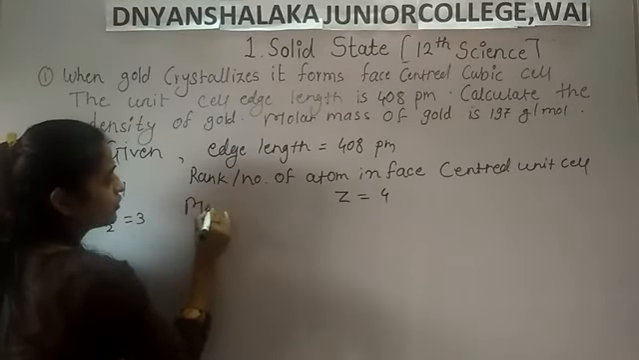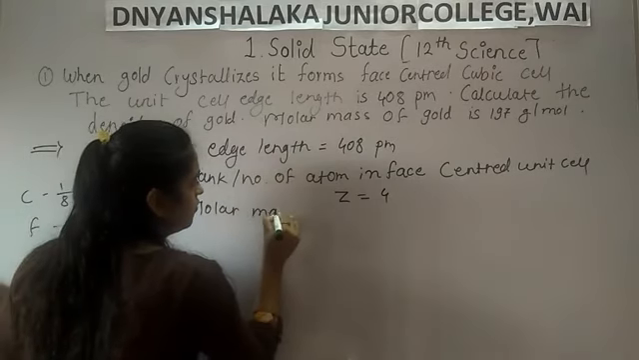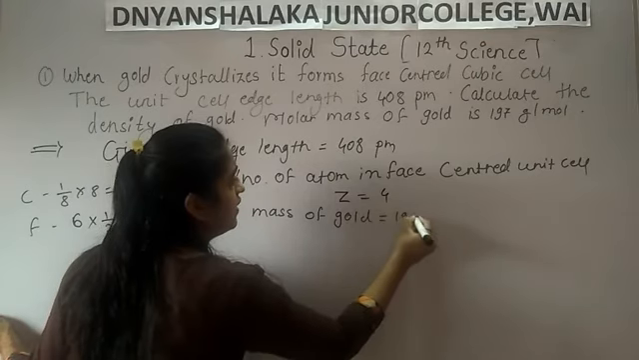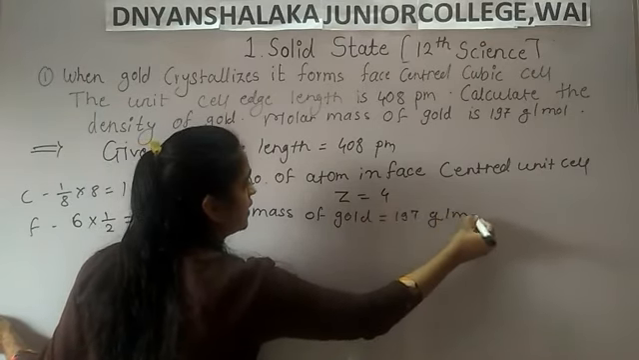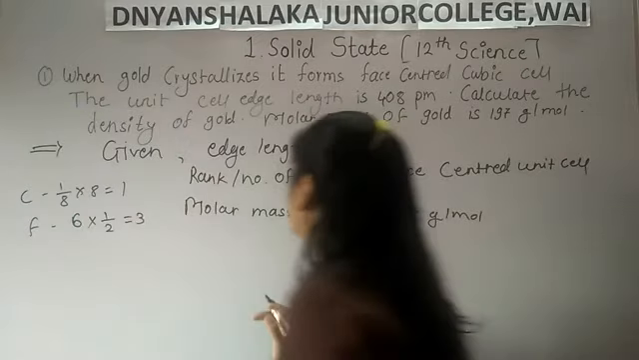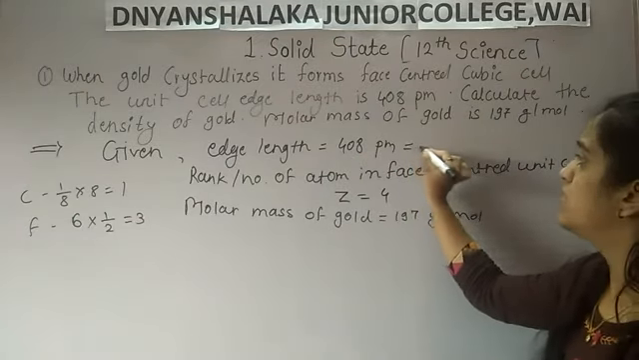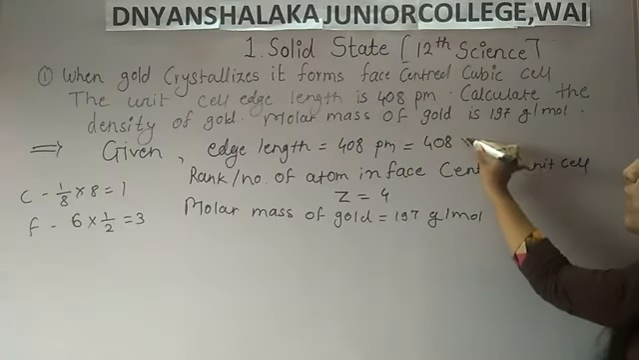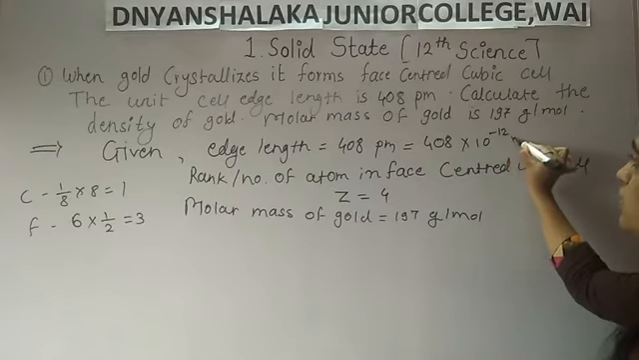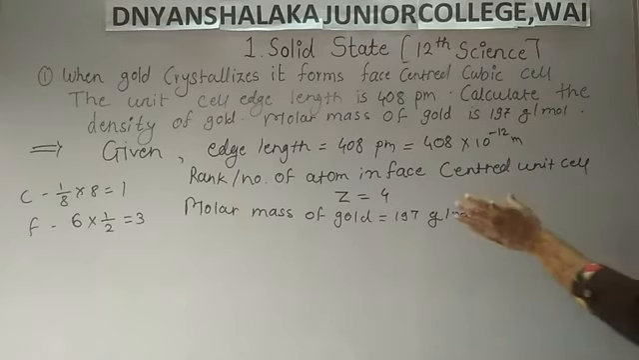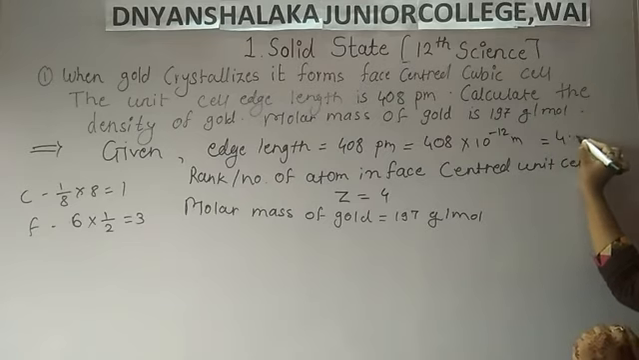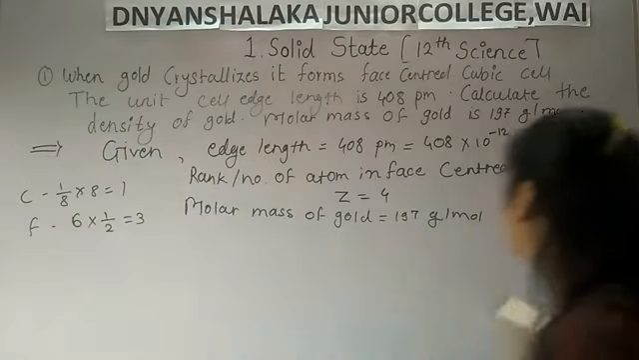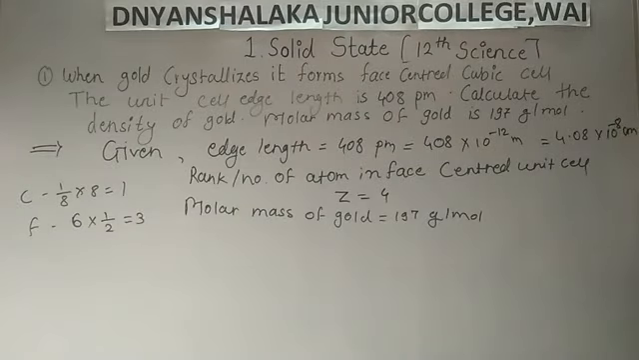And molar mass of gold is equal to 197 gram per mole. So first we convert this edge length from picometer. 408 picometer converted into meter is 408 into 10 raised to minus 12 meter. But we need this edge length in centimeter, so 4.08 into 10 raised to minus 8 centimeter.